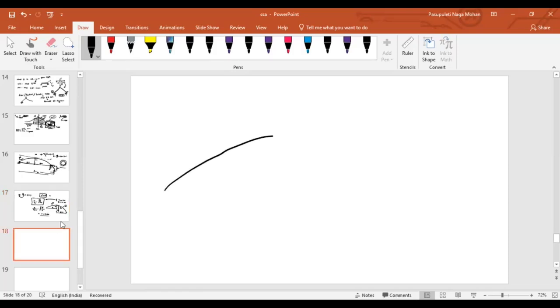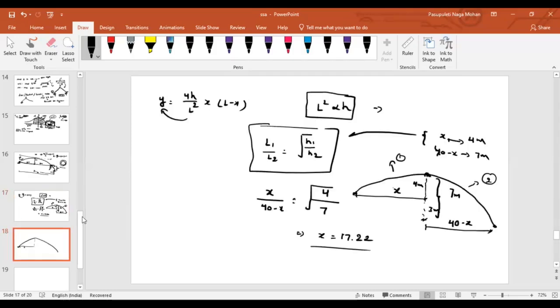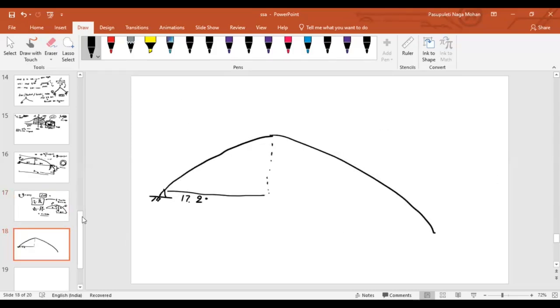So for the given arch, from here to here, 17.2. And then from here to here, how much will it be?